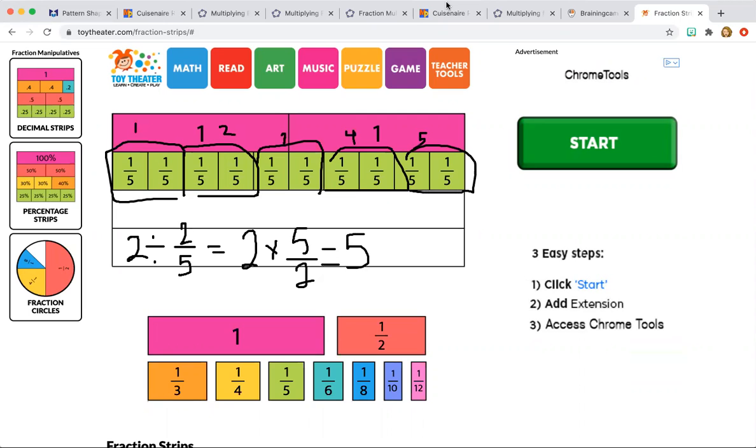So this is how I want you to be thinking about fractions and fraction division. It's going to be the same if you had a fraction divided by a fraction. It's how many times does the divisor fit into that dividend.